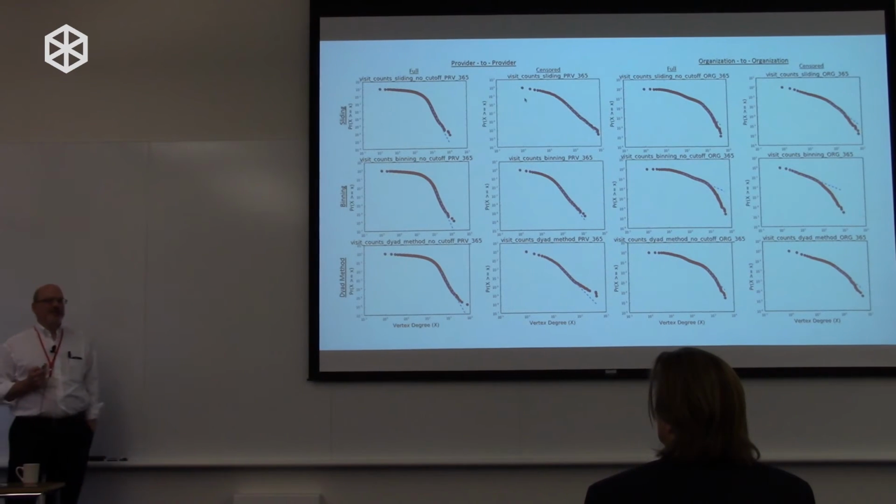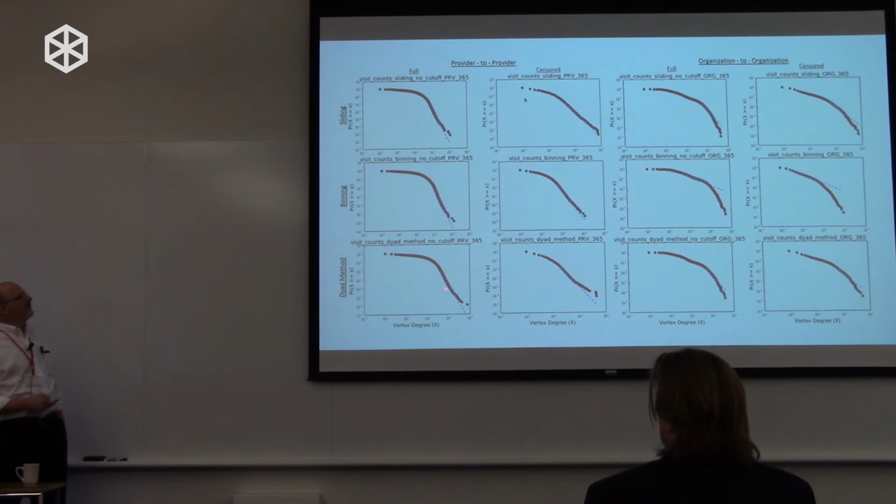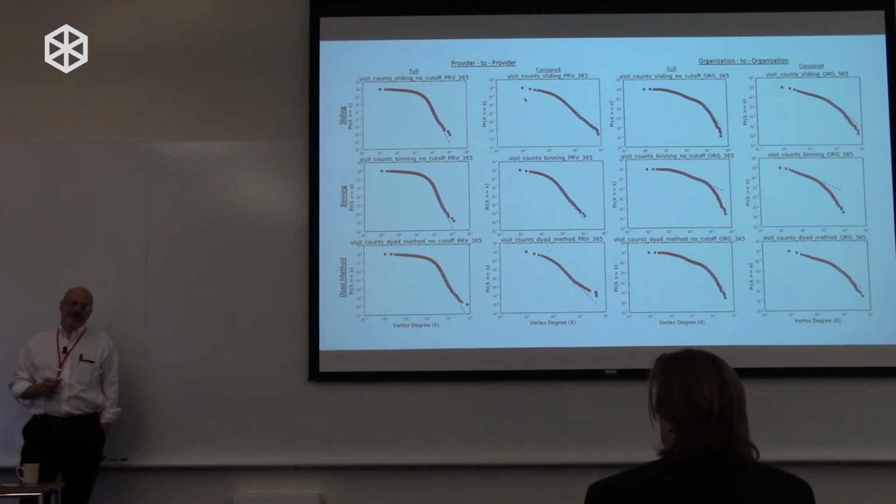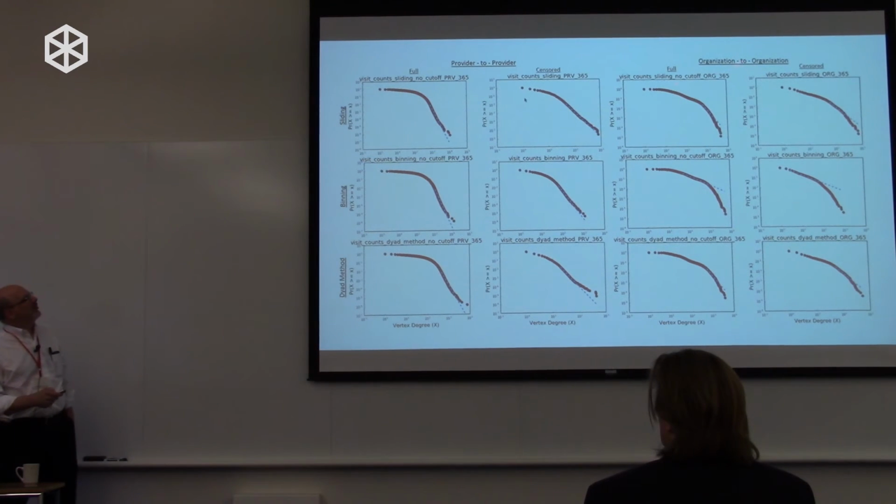We also looked at the properties of the networks, whether these obeyed a power law, and we used the method of Clauset and Newman to fit to a variety of power law and other distributions. These are the cumulative distribution functions, and for the provider-to-provider networks, they could be fit with a power law distribution with a minimum. But for the organization-to-organization networks, these were best fit to a power law with an exponential cutoff.